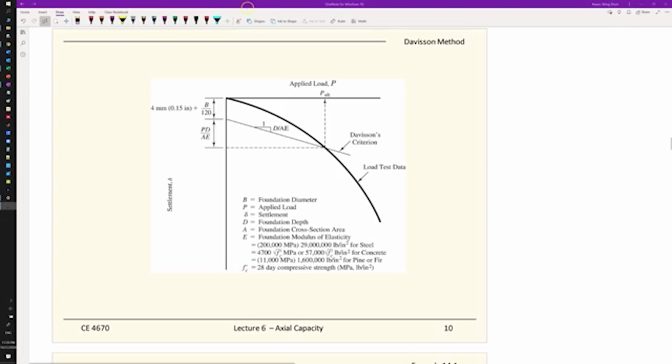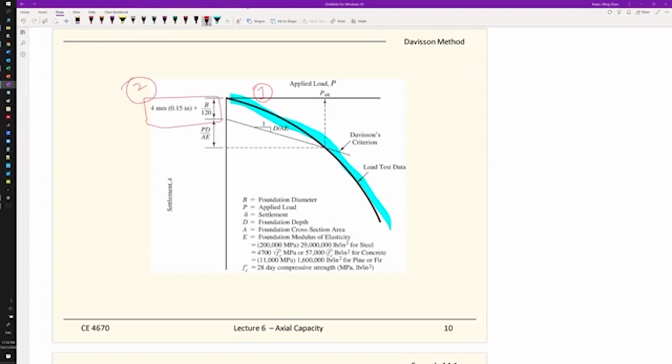So the Davidson method, the very first step is to perform the field test. After you perform the field test, then you get the curve. So this is the first step: establish the load test results to plot the pile loading with the displacement, which is the settlements. And the next step is to establish the y-intercept. So this is the second step.